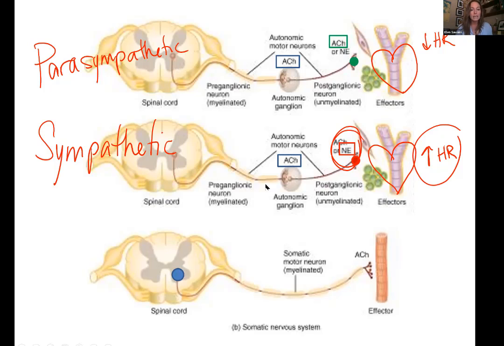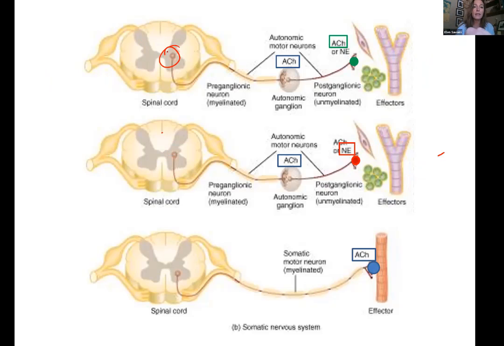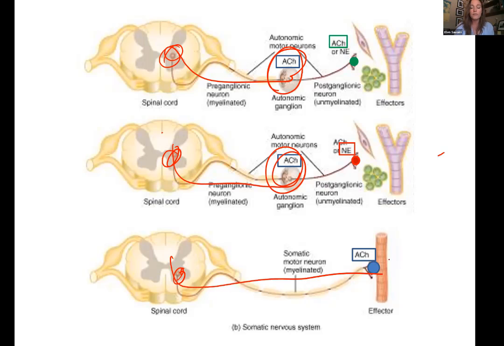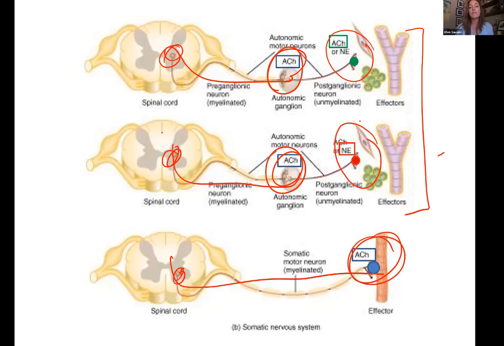Okay, the bottom line here, we have this one going to release acetylcholine. So the point of all of this is anything starting from the spinal cord and coming out, whether it's to the ganglia, so it's the first one, or if it's a skeletal muscle, it's going all the way there, it will always release acetylcholine. In the autonomic nervous system, it's the second step, whether it's going to release acetylcholine again or norepinephrine, that is really what's going to tell the tissues of our body what they need to do.